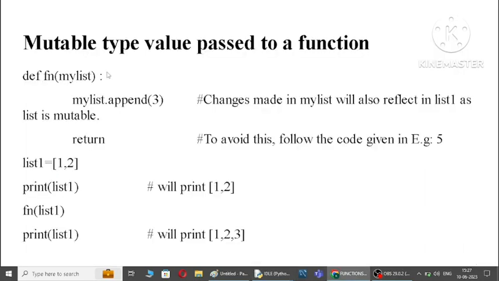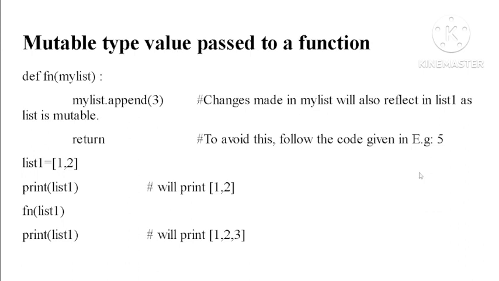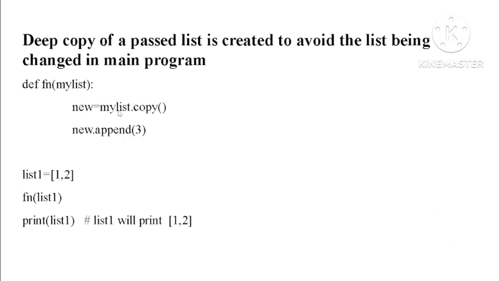Okay, this is the concept of passing a mutable type to a function. So for a deep copy, use the dot copy function, create a new copy of the list and append an element to that. In that case, the program will be executed properly.